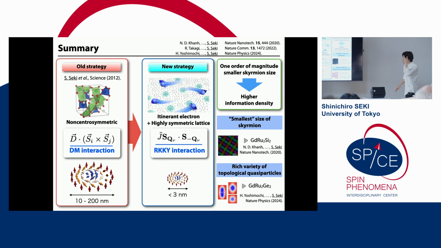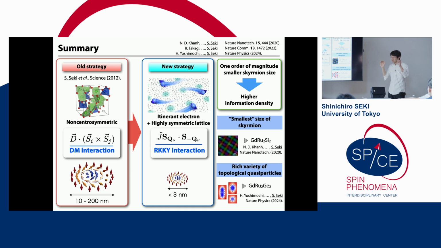To briefly summarize this part, magnetic skyrmions were previously observed in non-centrosymmetric systems with the Dzyaloshinskii-Moriya interaction. In this case, typically 10 to 100 nanometer diameter skyrmions can be realized. On the other hand, recently some novel skyrmion formation mechanism mediated by itinerant electrons has been proposed. In this case, realization of skyrmions one order of magnitude smaller has been predicted.